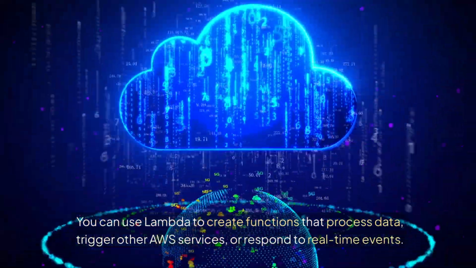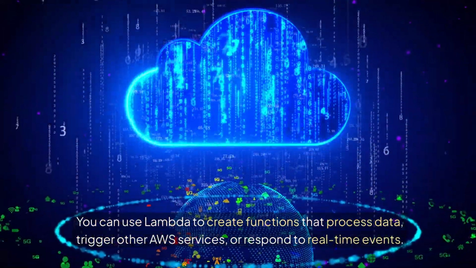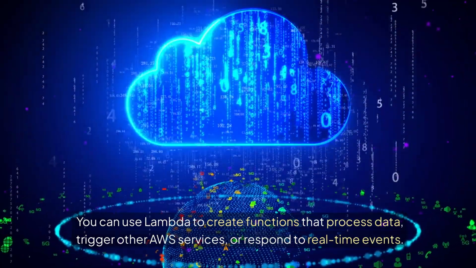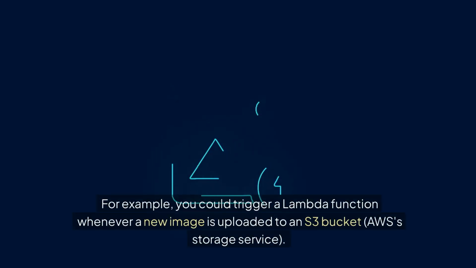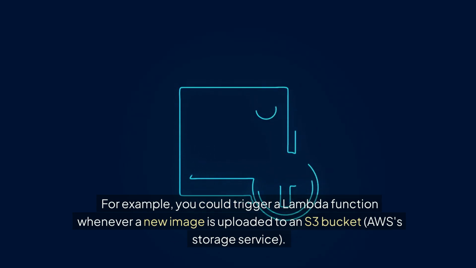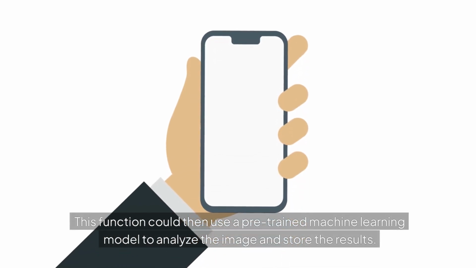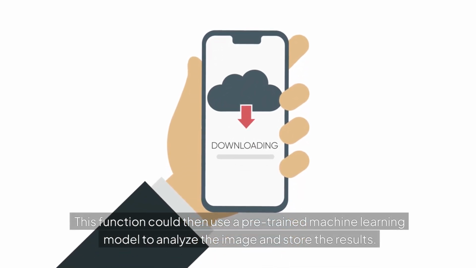You can use Lambda to create functions that process data, trigger other AWS services, or respond to real-time events. For example, you could trigger a Lambda function whenever a new image is uploaded to an S3 bucket, AWS's storage service. This function could then use a pre-trained machine learning model to analyze the image and store the results.